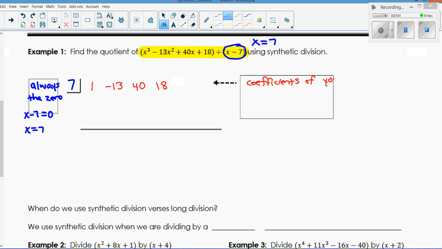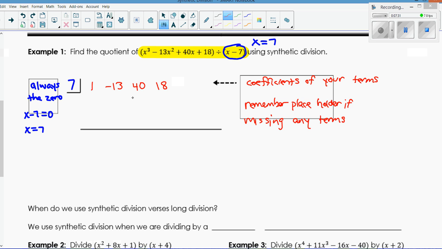of your terms. Okay? And then we also want to make note here, we need to remember placeholders if missing any terms. So just like yesterday we had to have a placeholder, today we do too.